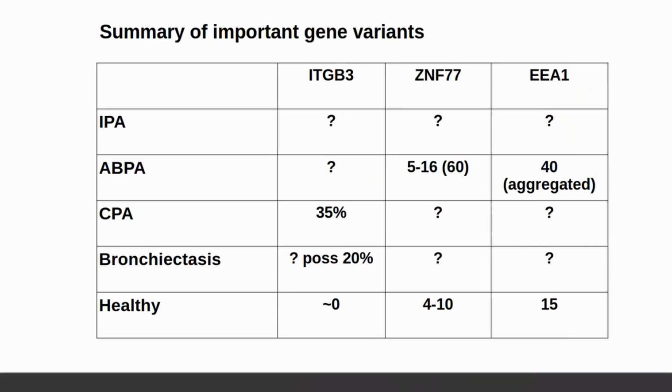CPA, we do not know about ZNF77 or EEA1 yet. Bronchiectasis, we probably can see the ITGB3 in it, but we don't know anything about ZNF77 or EEA1. And we do know quite a lot about healthy individuals, but sometimes you can get these variants in healthy individuals as well. So this is a complicated story, and there's lots of blank spots.